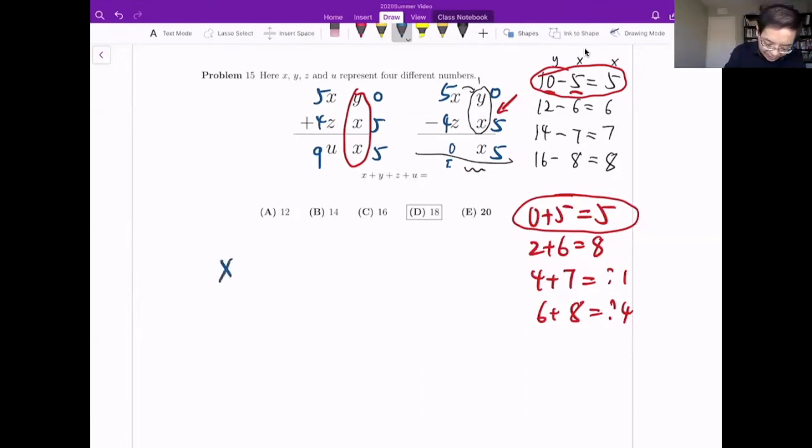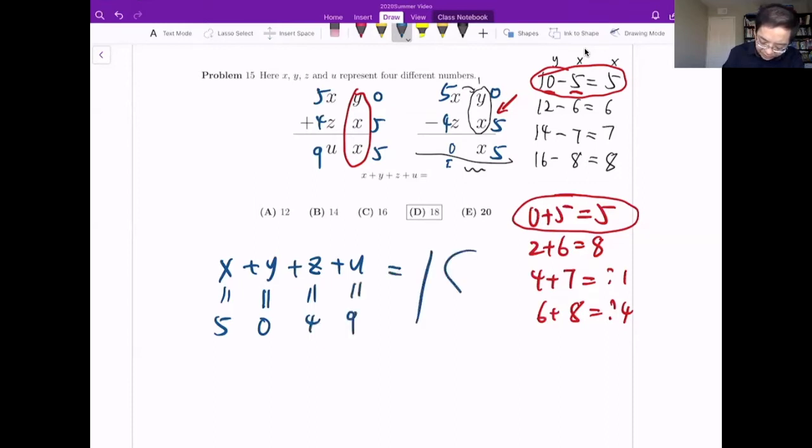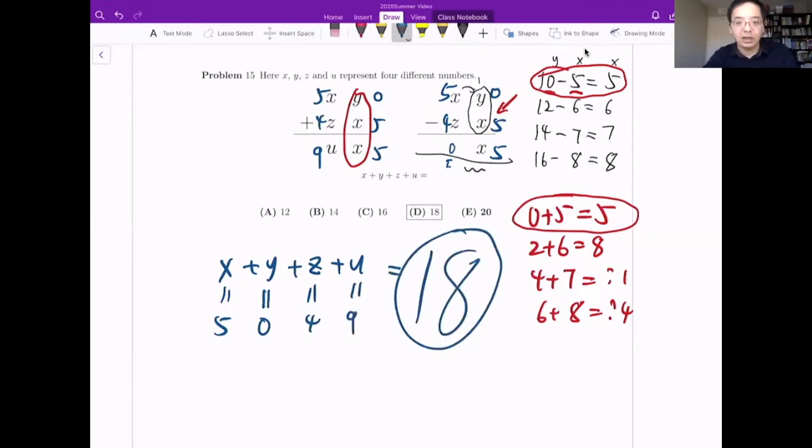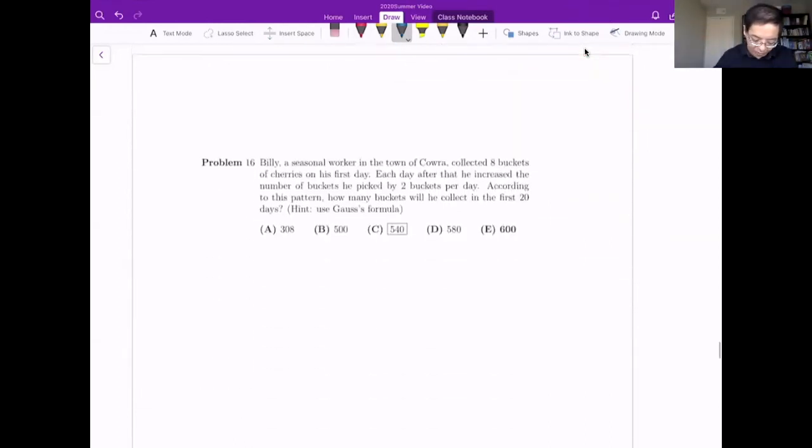Then I have x plus y plus z plus u. So let me put all the numbers here. This is 5, this is 0, z is 4, and then we have u, which is 9, so the sum is 18. All right. Next, let's look at problem 16.